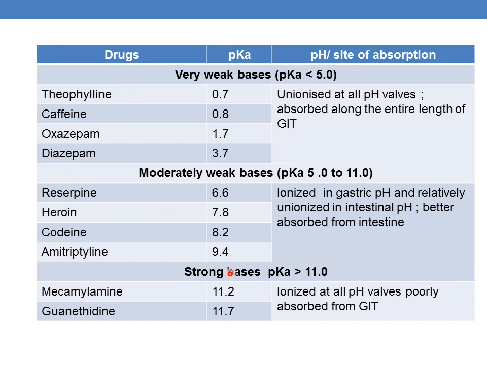The next one is strong bases whose pKa value is greater than 11. Examples are guanethidine and methylamine, whose pKa values are 11.2 and 11.7. They are ionized at all pH values and are poorly absorbed from the GIT.